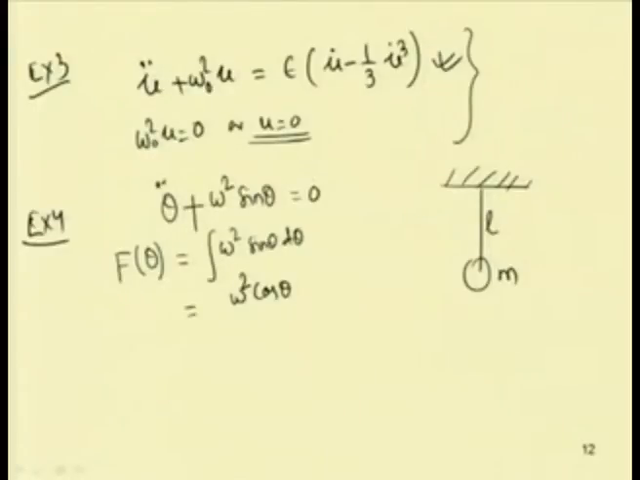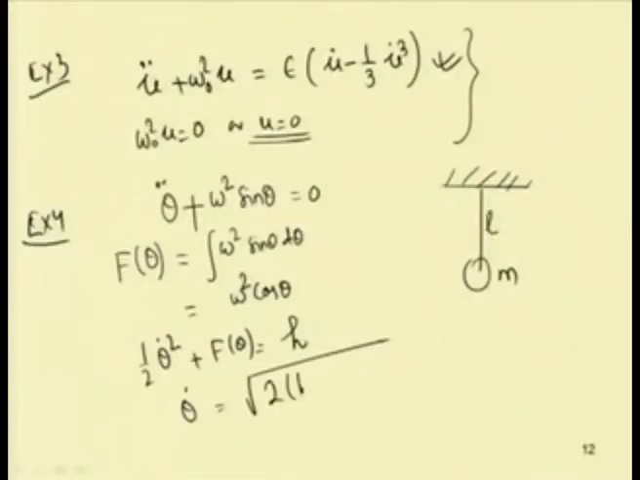Already we know that it can be written in this form: half theta dot square plus f theta will be equal to h, or one can write theta dot equal to root over 2 into h minus omega square cos theta.